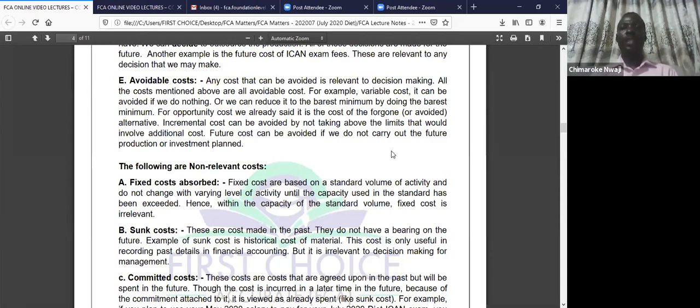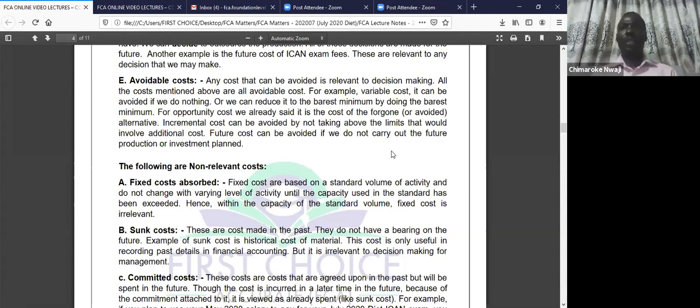We can see that anything that is variable in nature, variable cost, relevant. Opportunity cost, relevant. Incremental cost, relevant. Future cost, relevant. Avoidable cost, relevant. So in your exam, if they want to tell you about relevant cost, you have to look at these things.